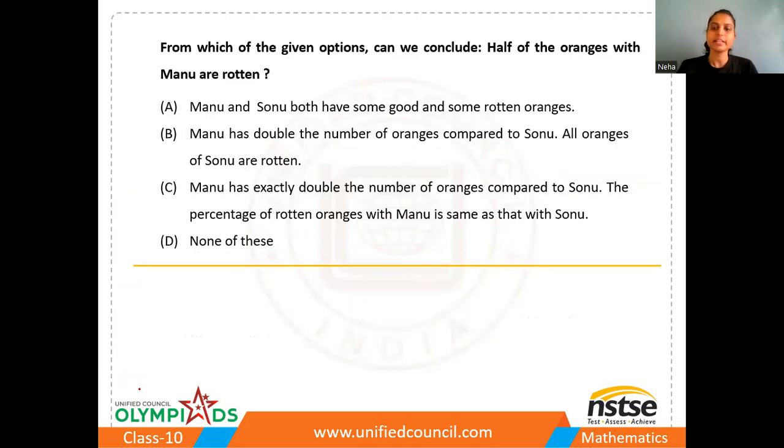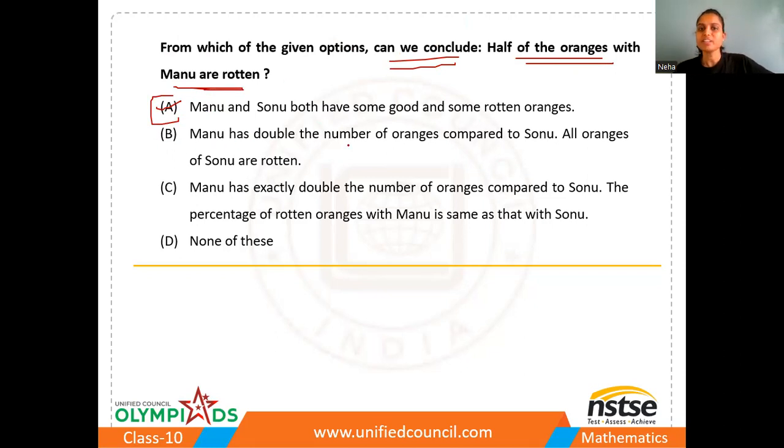The next one. Here is the next question. So in the next question, from which of the given options can we conclude that half of the oranges with Manu are rotten? Basically, 4 statements are given and we have to choose the statement from which we can conclude that half of the oranges with Manu are rotten, totally waste. In option A, Manu and Sonu both have some good and some rotten oranges. But can I conclude that half of the oranges of Manu are rotten?